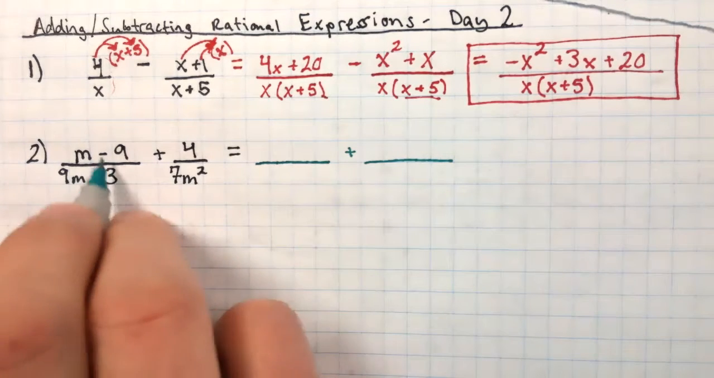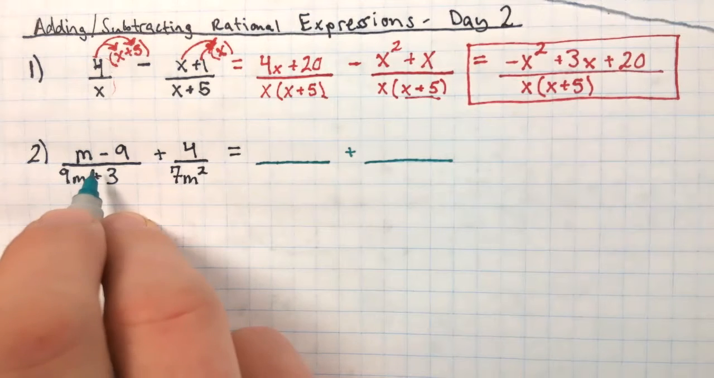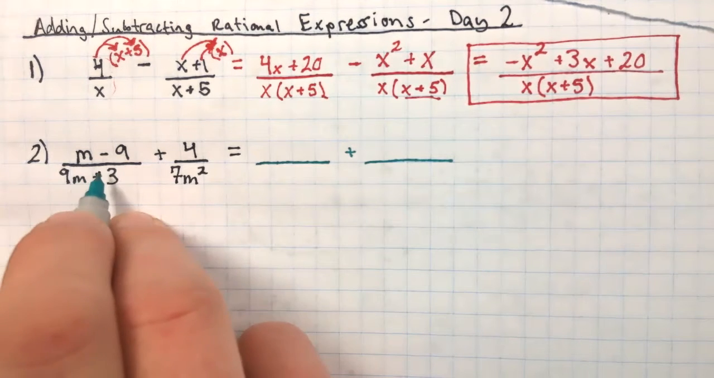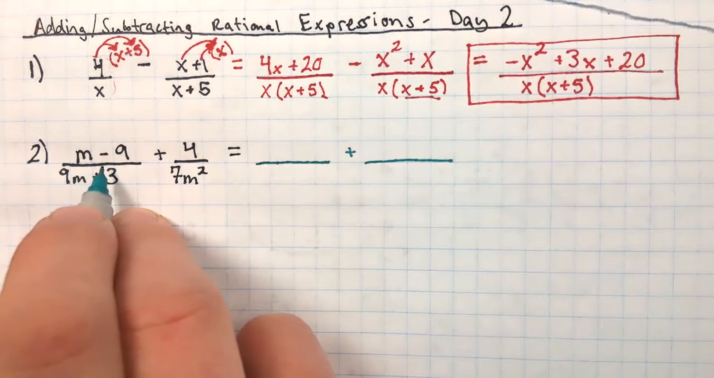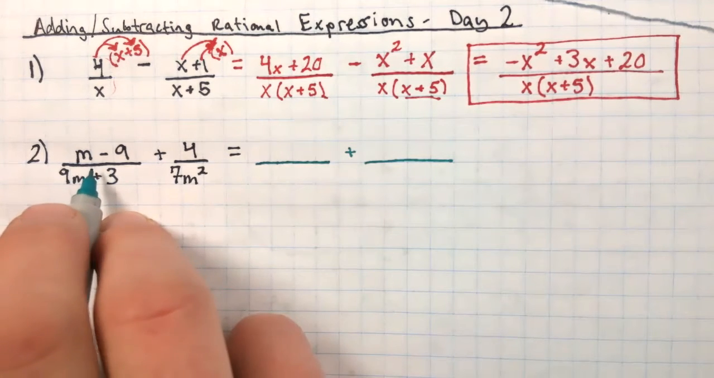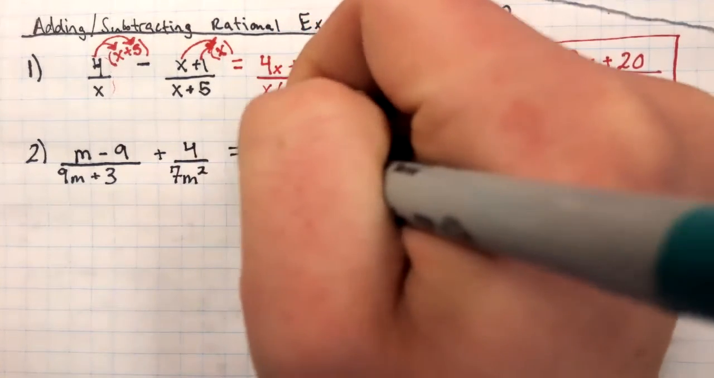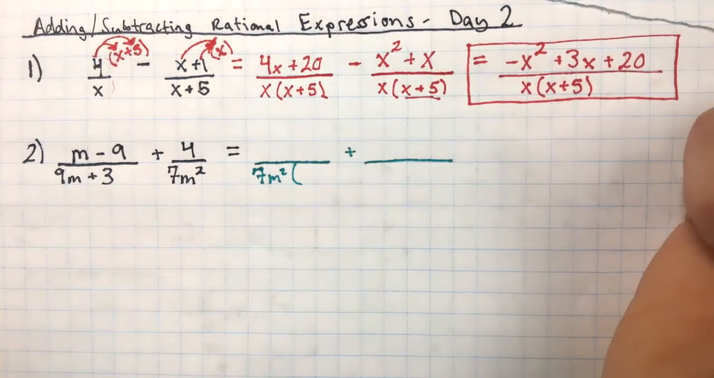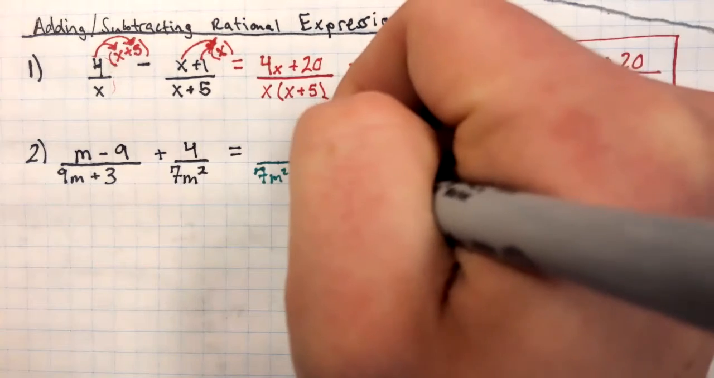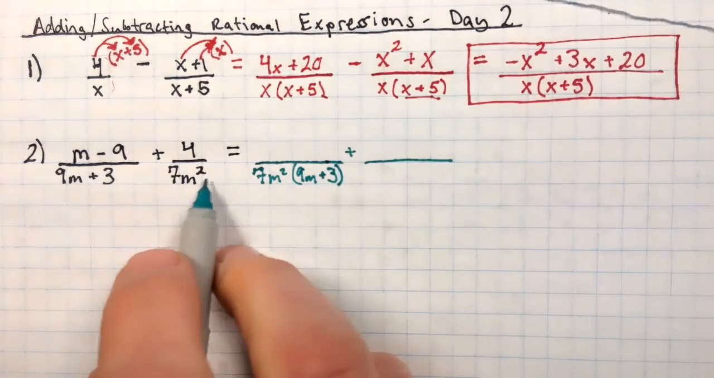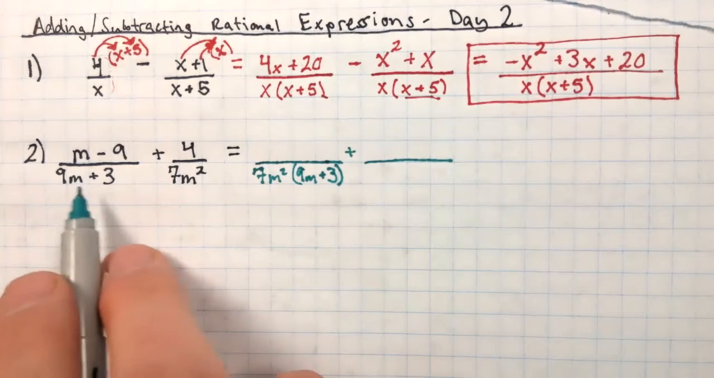So this first fraction, as an example, what are we going to multiply it by? What does this fraction need to get multiplied by? 7m squared, absolutely. The denominator is going to be easy for us because we can just write it out as a factor. You could literally just write this one out as 7m squared times 9m plus 3. This denominator is going to end up looking the same. It's already got the 7m squared. We need to multiply this fraction by 9m plus 3.